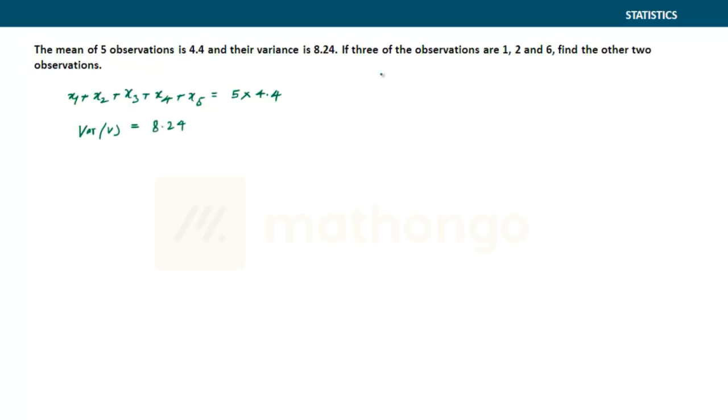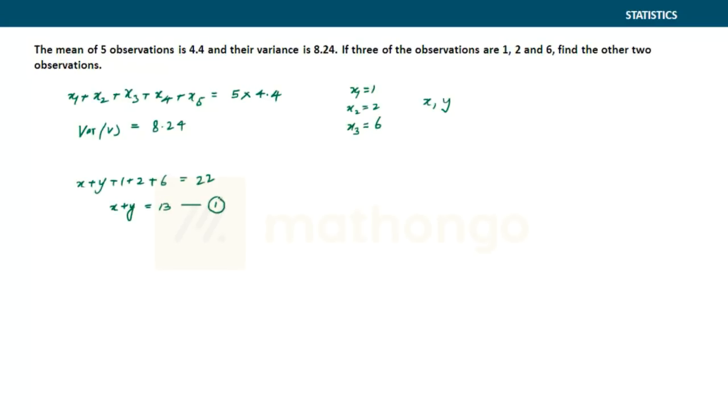Variance V of these 5 numbers is 8.24. Now, 3 observations are given: x1 is 1, x2 is 2 and x3 is 6. I take the remaining 2 as x and y, right? So I can say x plus y plus 1 plus 2 plus 6 is equal to this value, which is 22. So x plus y plus 9 is 22. If you subtract 9, what you get is x plus y is equal to 13.